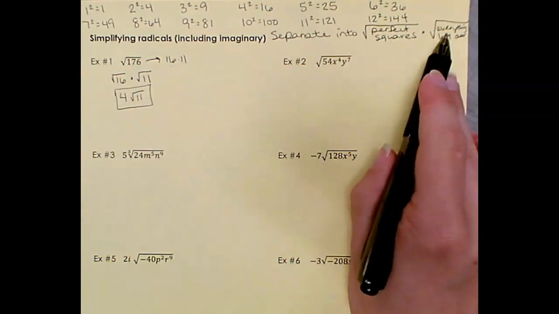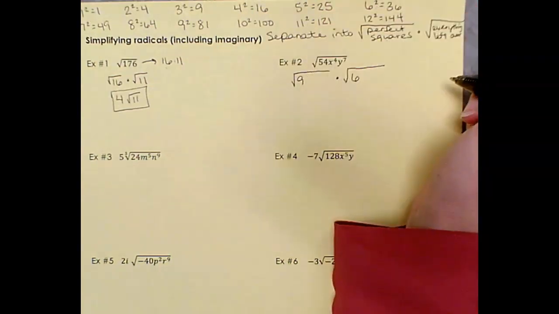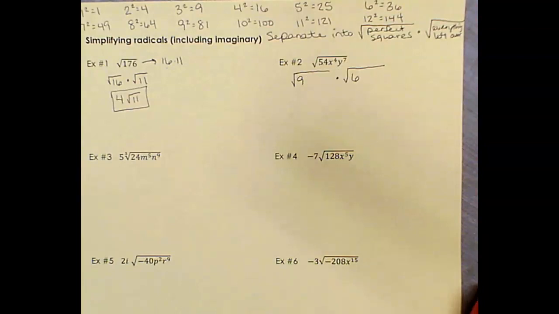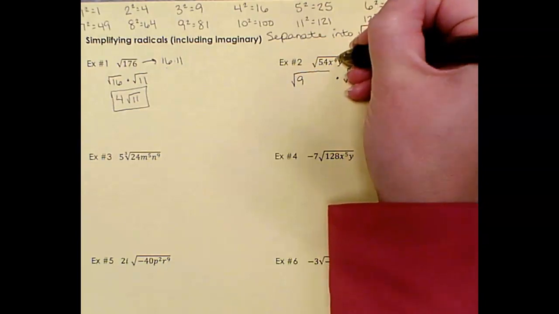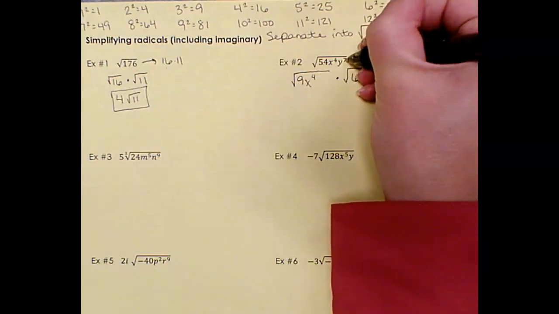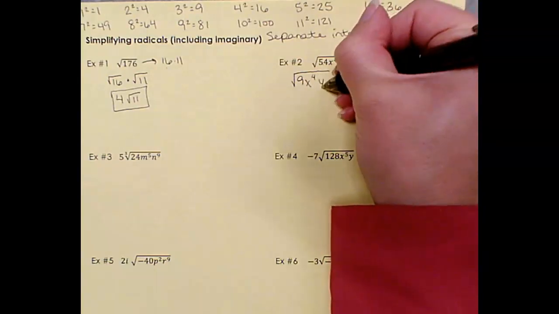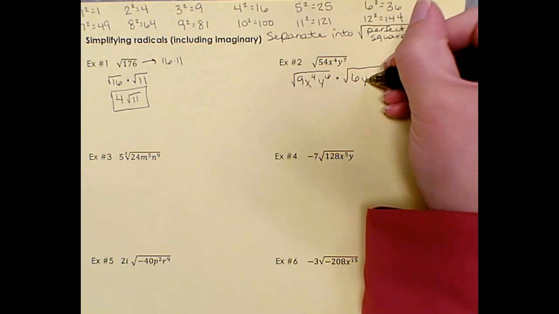So now let's look at example 2. 54 can be broken up into 9 times 6. 9 is a perfect square, 6 is not. So I'm going to break this up into my perfect square radical and my everything left over radical. 9 times 6 is 54, but 9 is the perfect square, so it goes in the front. X to the power of 4 is a perfect square because its exponent is even. Y to the power of 7 is not a perfect square, but it can be written as y to the power of 6 times y to the power of 1. So perfect square, the leftovers.